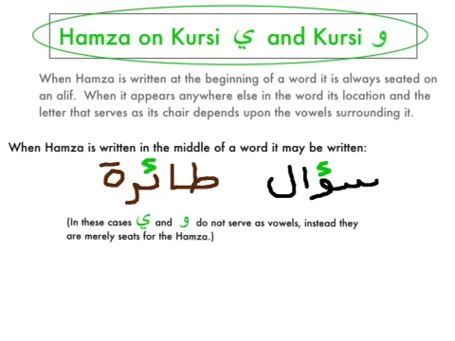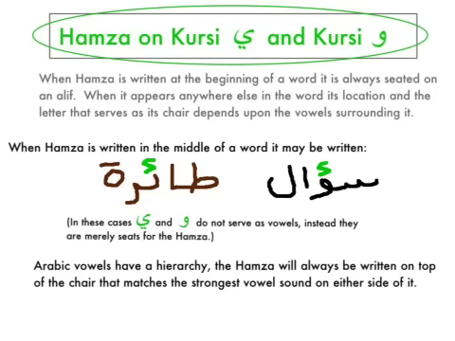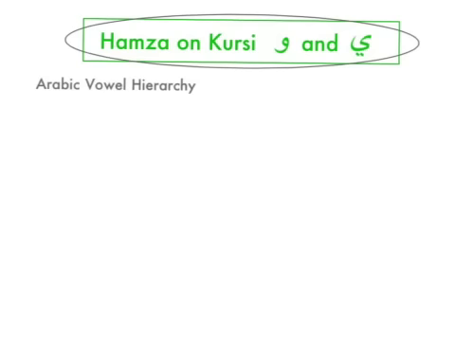In these examples, su'al and ta'ira, ya and waw don't serve as a vowel. Instead, they are merely seats for the Hamza. Arabic vowels have a hierarchy. The Hamza will always be written on top of the chair that matches the strongest vowel sound on either side of it. So how do we know what kind of chair Hamza gets when it comes in the middle of the word? Here we explain.